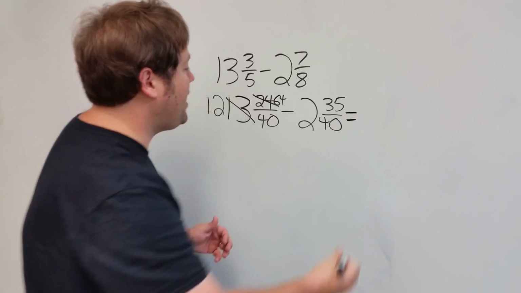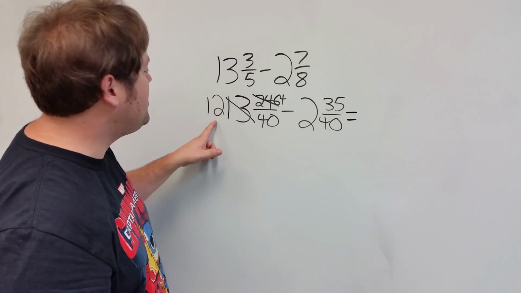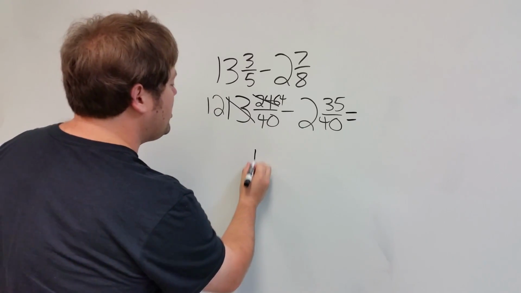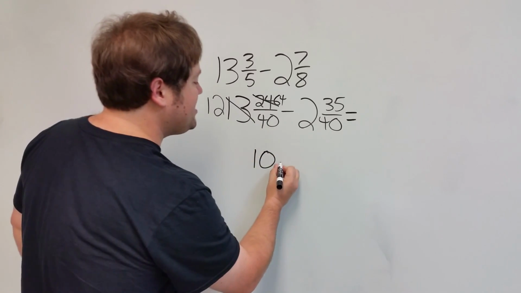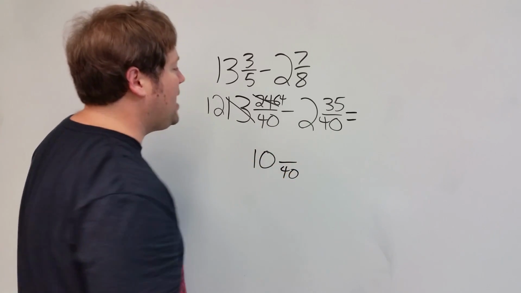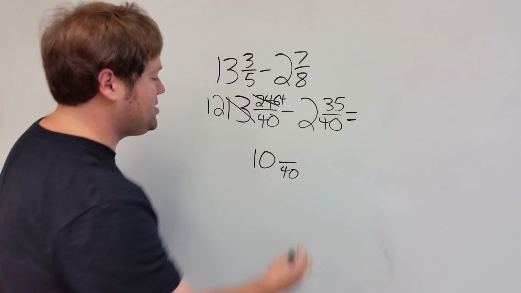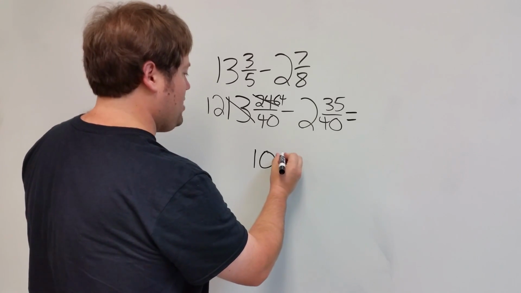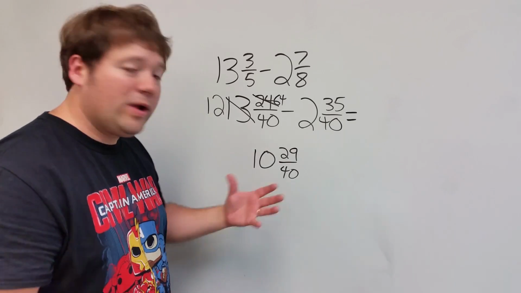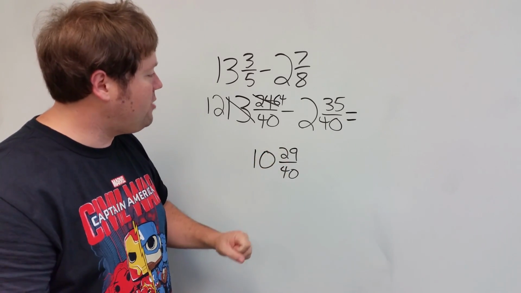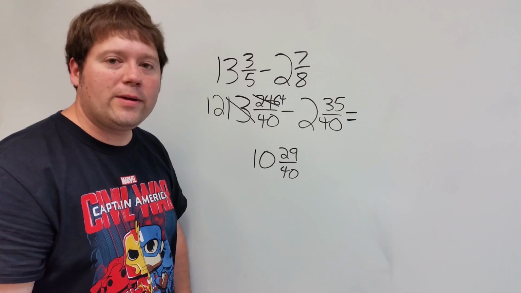Because now we can subtract easily. Our whole numbers would be 12 minus 2, which would give us 10. And then our fractional part would be 64/40ths minus 35/40ths. And if we work that out, that's going to give us 29/40ths. So we get an answer, 10 and 29/40ths. We did it through borrowing.